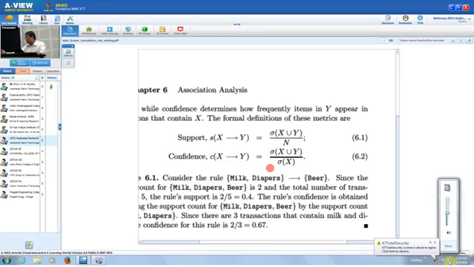Then you should count how many have both X and Y. That means, okay, if 10 transactions are there with S, there are at least 7 transactions that contain Y also. So, yeah.